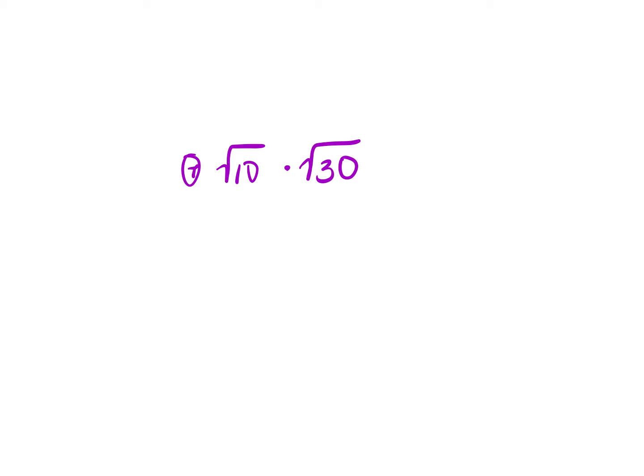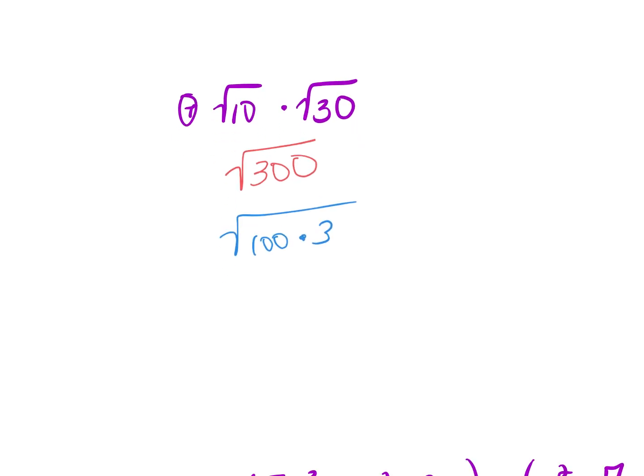What about 7? Multiply. Okay, a house times a house is a bigger house. So 10 times 30 is? 300. Okay. Can I break that down into a perfect square and a non-perfect square? Yes. What is it? 100 times 3, perfect. 100 times 3. What's the square root of 100? 10. So I have 10 root 3.